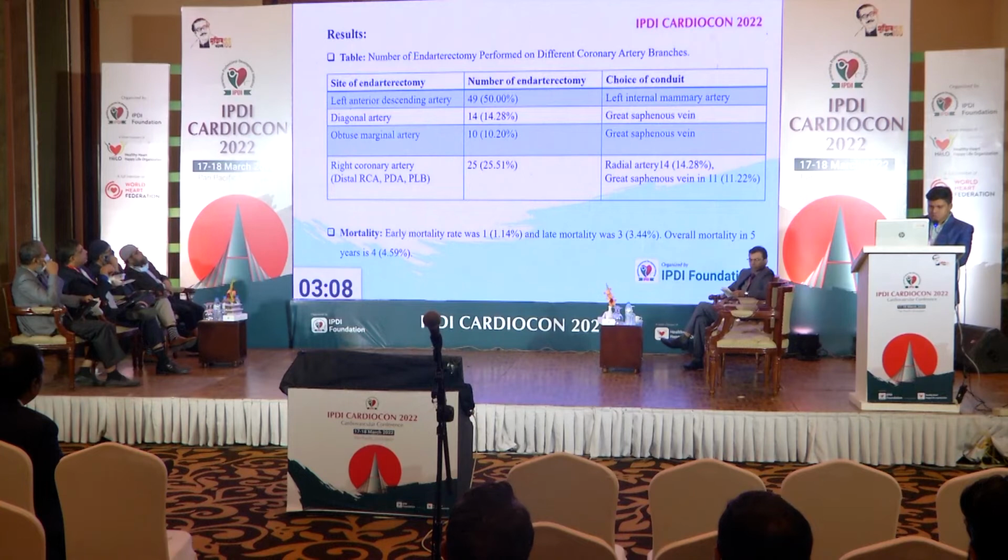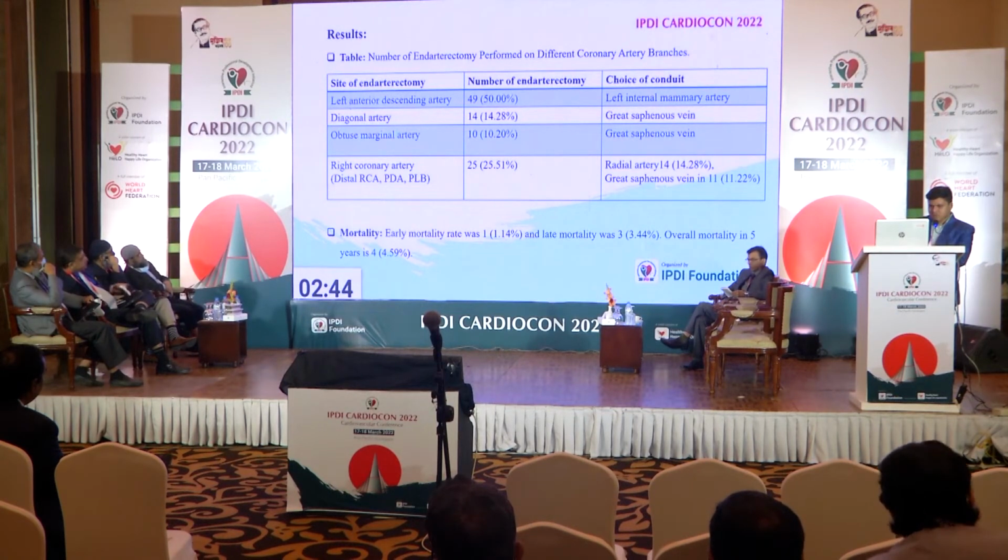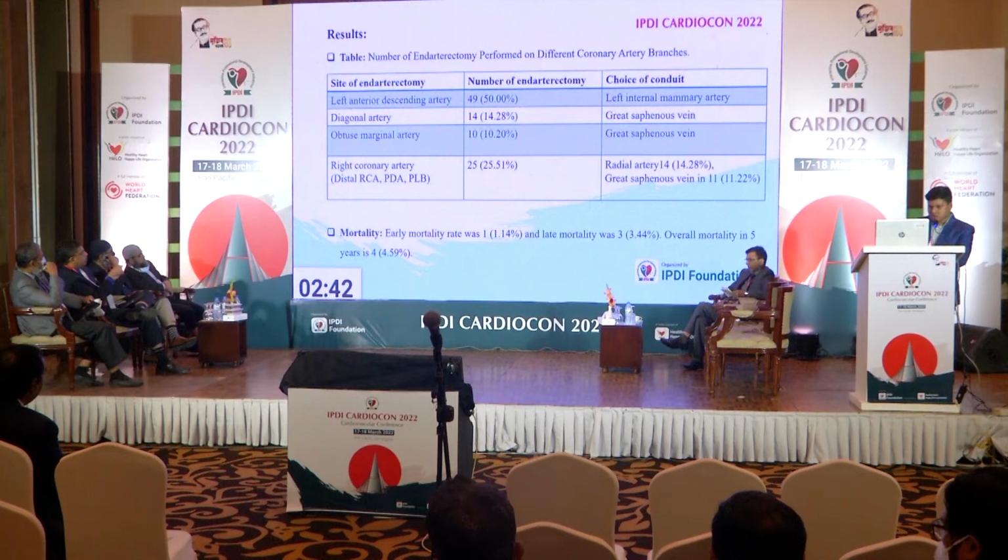This table shows the site and number of endarterectomies with choice of conduit. 49 endarterectomies were done in the left anterior descending artery, and the choice of conduit was the left internal mammary artery. 14 endarterectomies were done in the diagonal artery, and the choice of conduit was great saphenous vein. 10 endarterectomies were done in the obtuse marginal artery, and the choice of conduit was great saphenous vein. 25 endarterectomies were done in the right coronary artery. For 14 cases, the choice of conduit was radial artery, and for 11 cases, it was great saphenous vein.